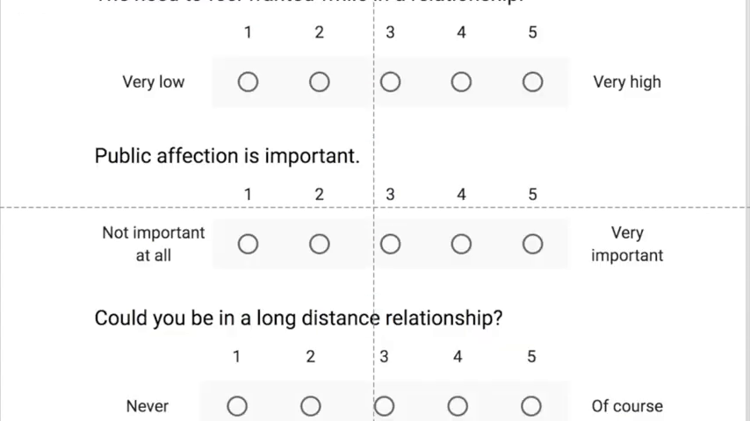The need to feel wanted while in a relationship. Public affection is important. Could you be in a long-distance relationship? When you start to change the descriptors here on the side, very low, very high, not at all, very important, never, of course, you're going to start to confuse your participants about what you're looking for. You should try to use the same descriptors and scale questions on each side.